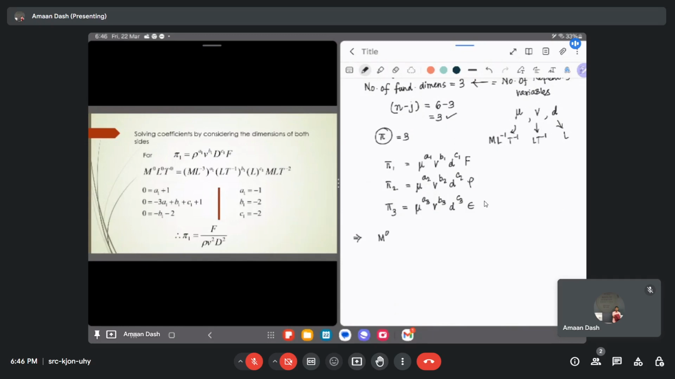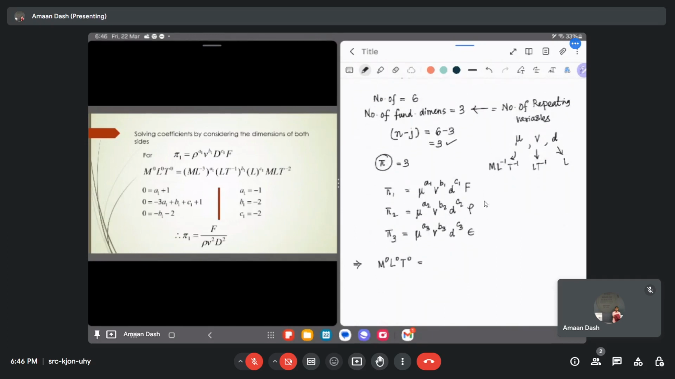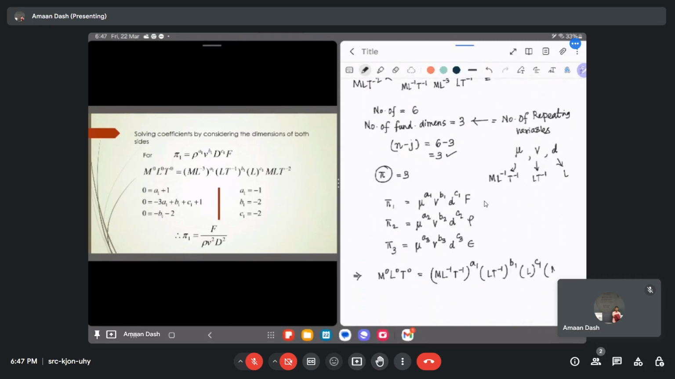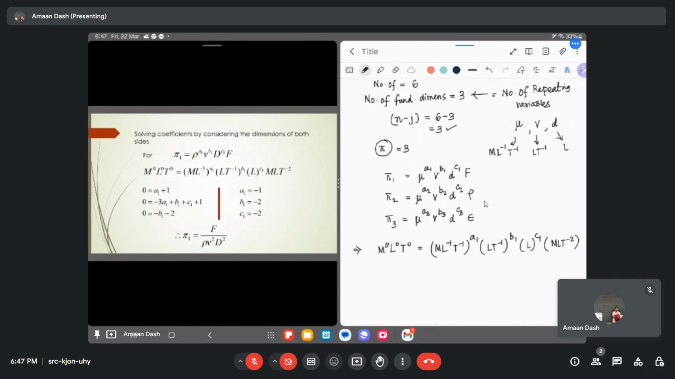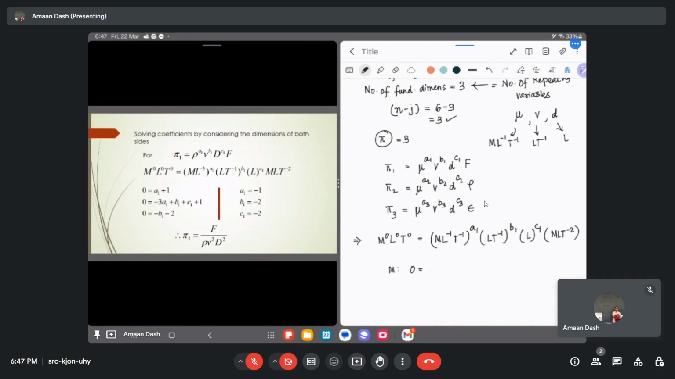So here we have M to the power 0, L to the power 0, and T to the power of 0. And for viscosity, we have M L to the power minus 1, T to the power minus 1 to the power of A1. V is L T to the power minus 1 to the power of B1. And then we have L to the power of C1. And what is F? F is M L T to the power minus 2. Correct? So if we equate power of M, 0 is equal to A1 plus 1. This implies A1 is equal to minus 1.